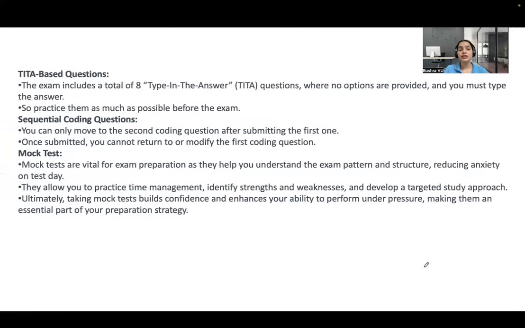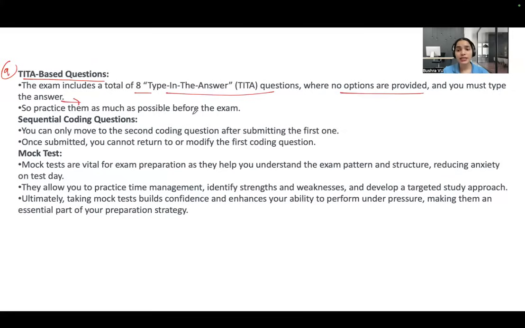All right, so these were some important ones. Let's move to the next one. This is rule number 9, TITA based questions. This exam includes a total of 8 TITA questions. TITA is type in the answer. You have to literally type the answer in. So 8 TITA based questions are asked where no options are provided. You should fill the blank in.